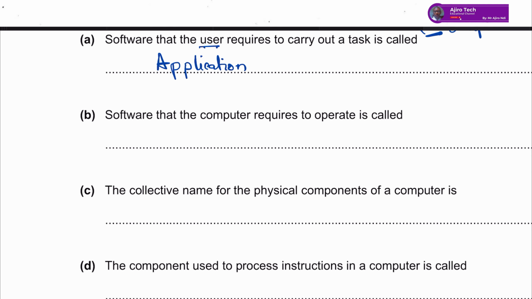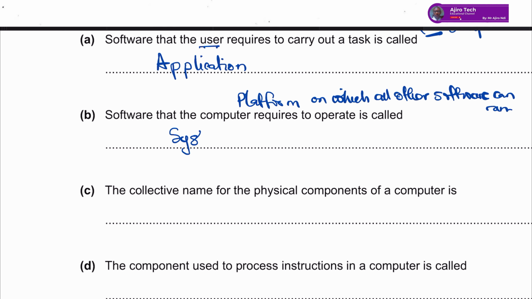Software that the computer requires to operate is called what? The system software. Now, when we talk about the system software, we see that the system software is designed to provide what? A platform. That's what it is. It is designed to provide a platform on which all other software can run. See that now. So this here is what? The system software.